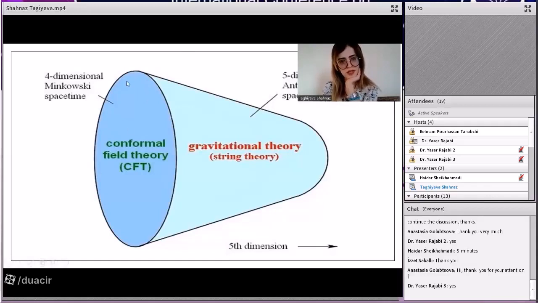And we can also see from the picture, conformal theory lives in 4-dimensional Minkowski space-time, and gravitational theory is known in 5-dimensional anti-de Sitter space-time. Much of the usefulness of the duality results from the fact that it is a strong-weak duality. When the fields of the quantum field theory are strongly interacting, the ones in the gravitational theory are weakly interacting, and that is more mathematically attractive.